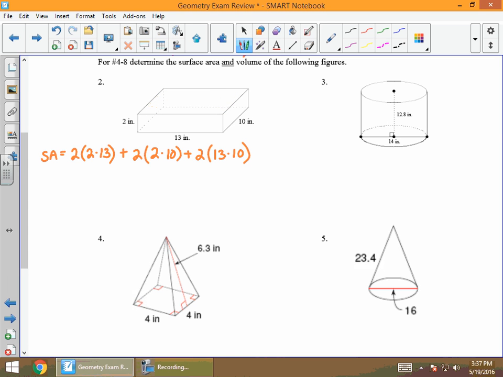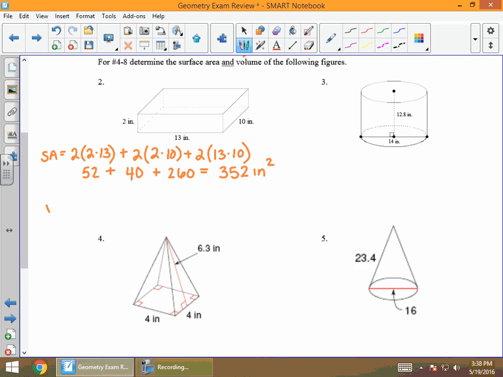Okay, so 2 times 13 is 26, and there are 2 of those. So 26 times 2 is what, 52? 2 times 10, so those are 20s. There are 2 of those, so that's 40. And 13 times 10 is 130, and there are 2 of those, so that's 260. So the surface area is to add all these little areas together. When I add them all up, I'll get 352 square inches.